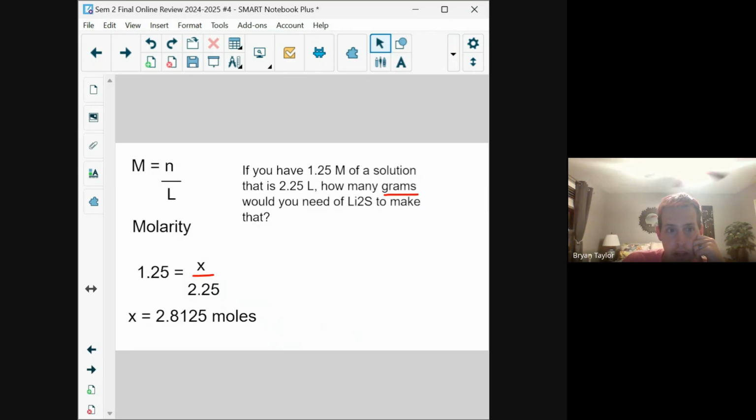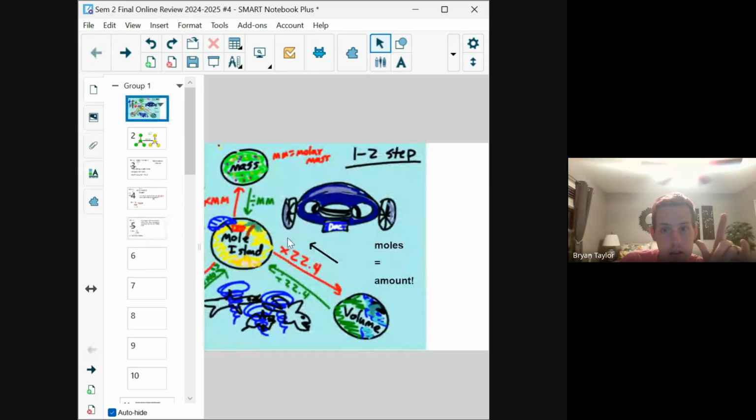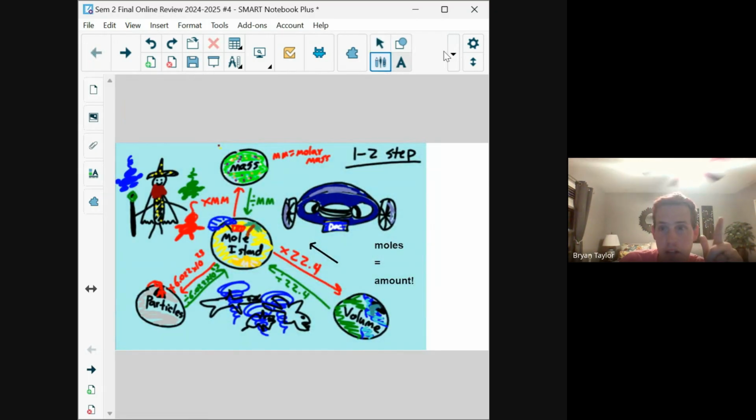You got to multiply them together. Does that make sense, Genesis? And that's what you have to do. Now that we got the moles, we got Mole Island. That's nice. So I'm in moles.